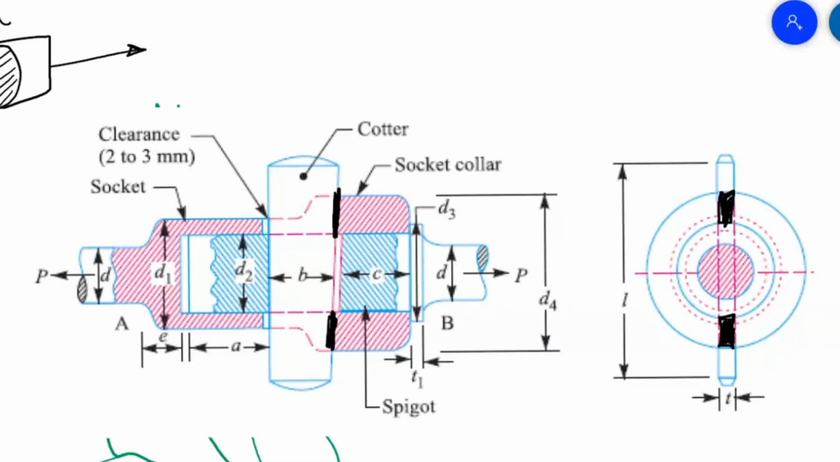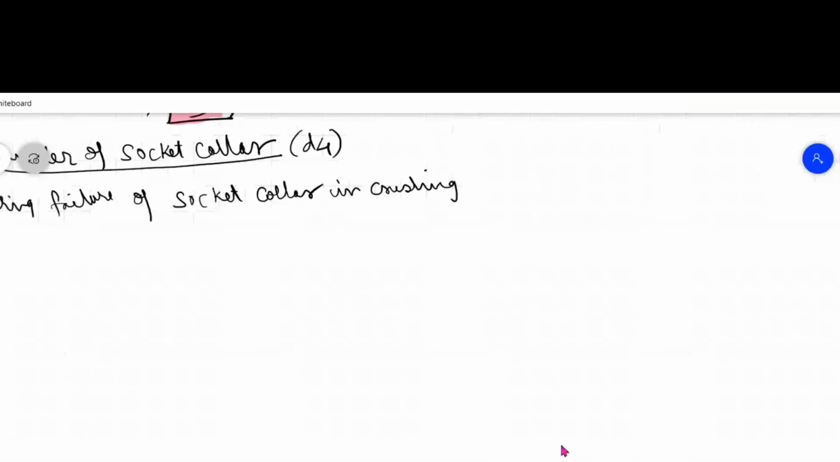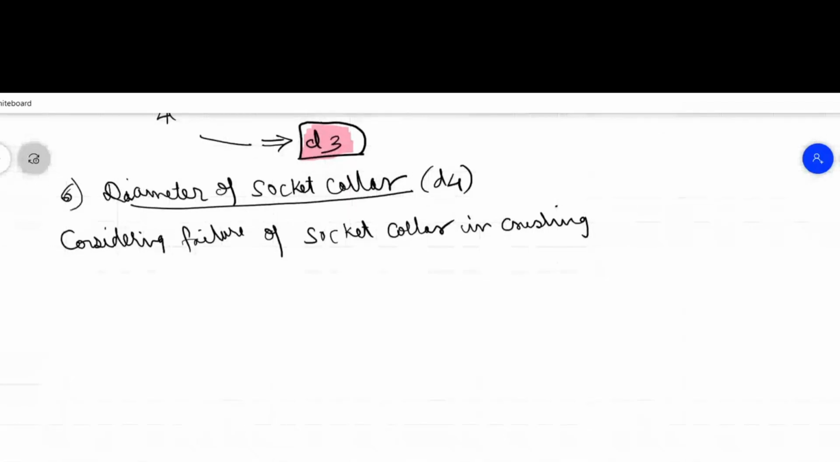You can say either socket collar or cotter, क्योंकि दोनों का crushing हो रहा है. You can see both are being crushed here. So this area is subjected to crushing. So how will you draw it here? In order to draw it, I showed you in the side view. So it will be like this. This is the entire cotter. इतना cotter में से देखो कहाँ पे टच हो रहा है ये?